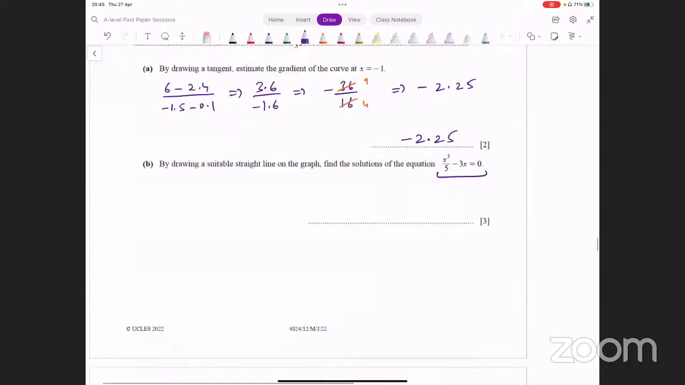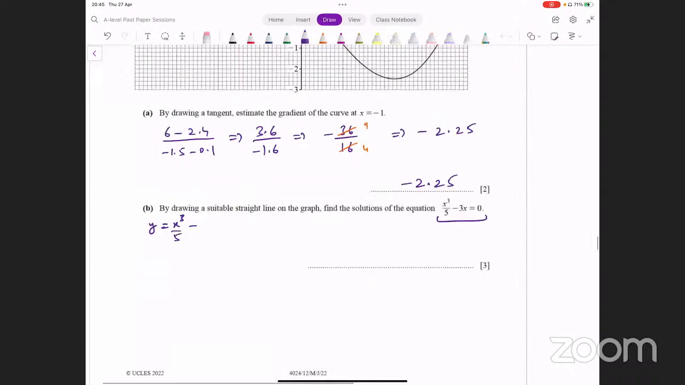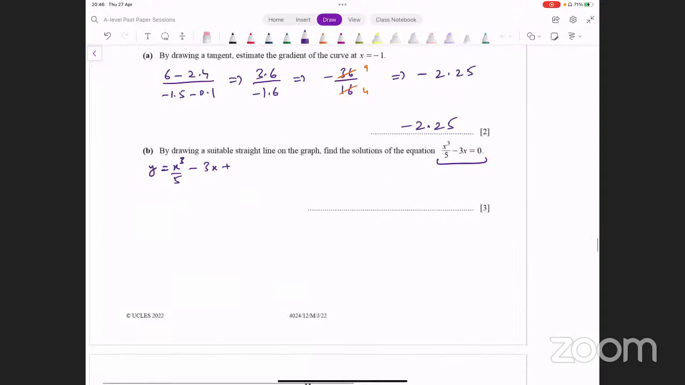Let me write that here. You've drawn the graph of x cubed over 5 minus 3x plus 2. This is the graph that you've drawn above. आपको इस ग्राफ को यूज करके कौन सी इक्वेशन सॉल्व करनी है? x cube over 5 minus 3x equal to 0. Now the problem is, इसमें वो फंक्शन एग्जैक्टली तो नहीं आ रहा, इसका सिर्फ एक पार्ट आ रहा है, इतना वाला पार्ट.